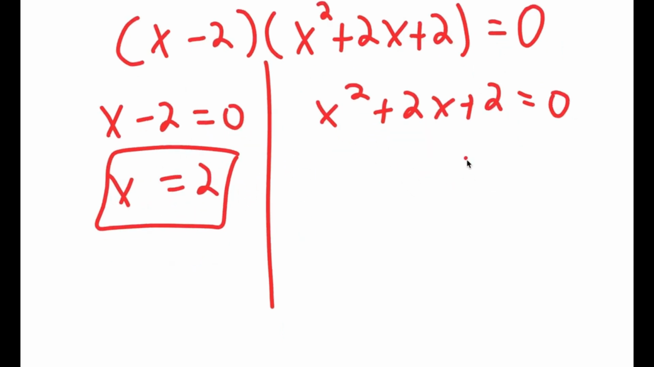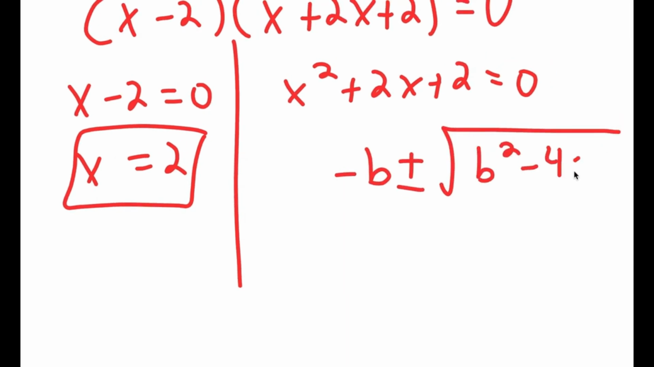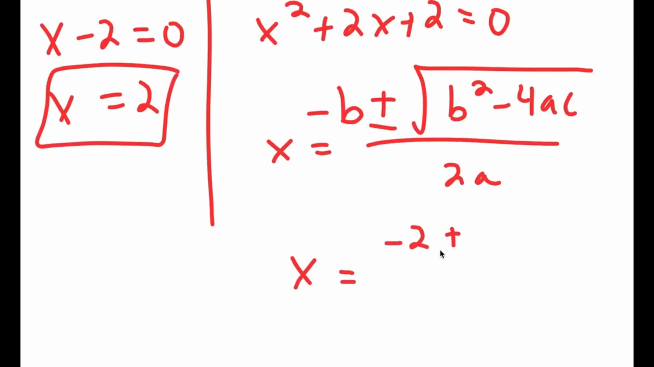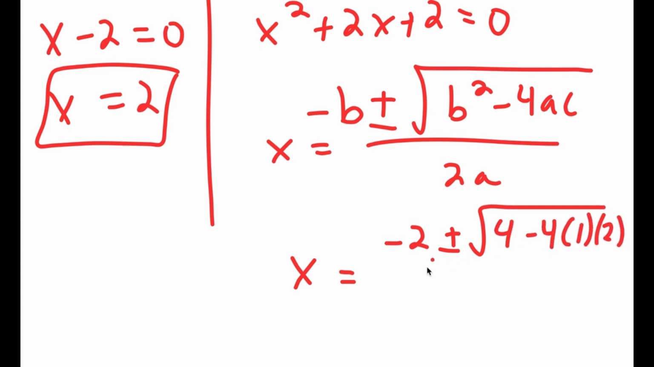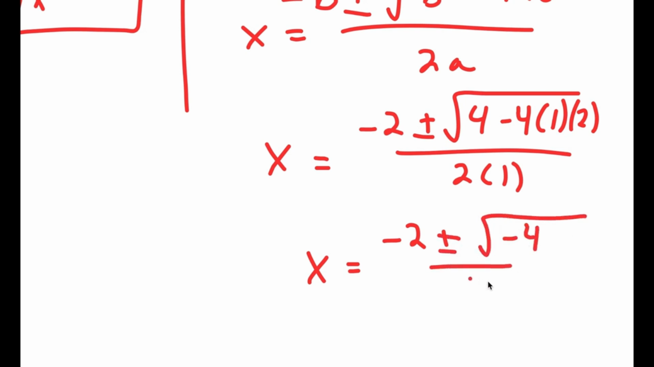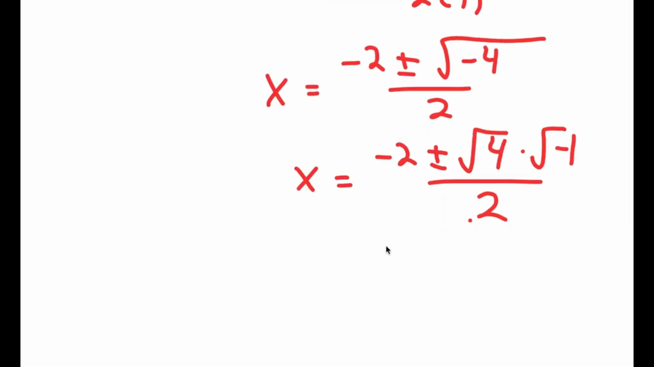Now for x squared plus 2x plus 2 equals 0, to solve this, we have to use the quadratic formula, which is -b plus or minus the square root of b squared minus 4ac all over 2a. So I get x is equal to -2 plus or minus the square root of 2 squared, which is 4, minus 4 times a, which is 1, times c, which is 2, all over 2a, so 2 times 1. And now this is equal to -2 plus or minus the square root of 4 minus 8, which is -4, over 2.